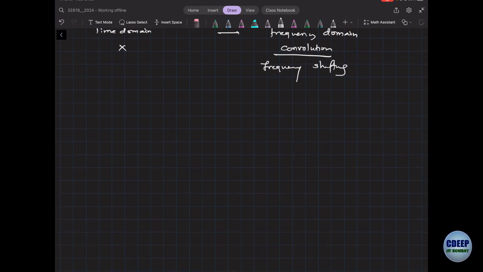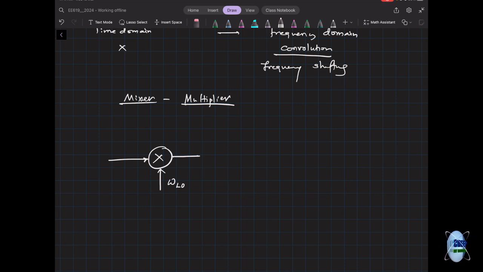So the basic mixer, we can start with the simplest multiplier. Let's say this is my omega LO, local oscillator frequency. Is everybody familiar now with the term local oscillator? It's the high frequency where we would like to transmit. And in this case, we are looking at a baseband signal. Let's say that baseband signal looks like this.